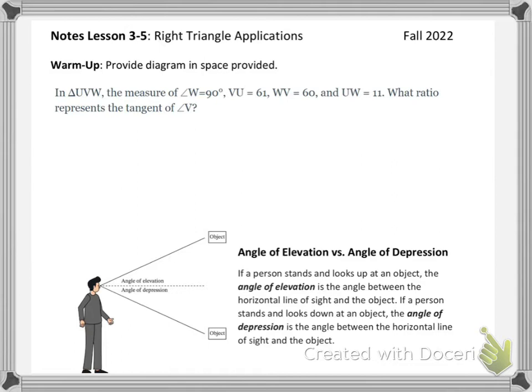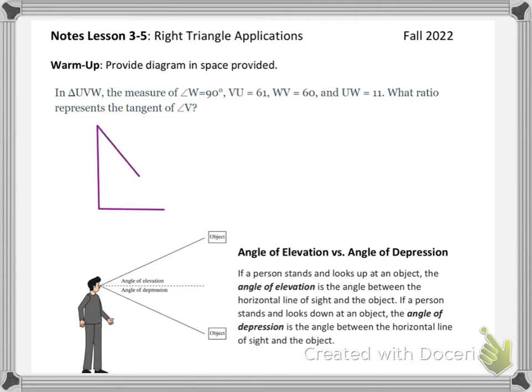In triangle UVW, the measure of angle W equals 90 degrees. Line segment VU is 61, WV is 60, and lastly, line segment UW is 11. What is the ratio that represents the tangent of angle V? So we notice that this is going to be a right triangle given that one of the measures is 90 degrees. So let's go ahead and draw a right triangle, not to scale as far as the length of segments and whatnot.